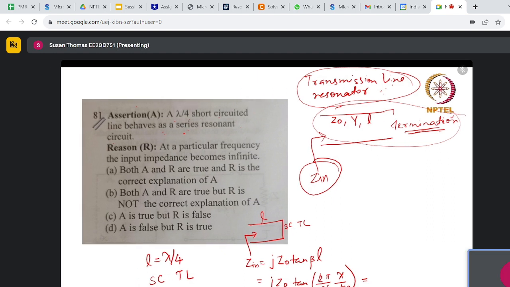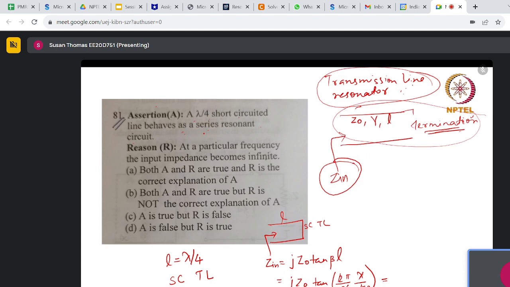Tan pi by 2. Tan pi by 2. Tan pi by 2 is infinite.